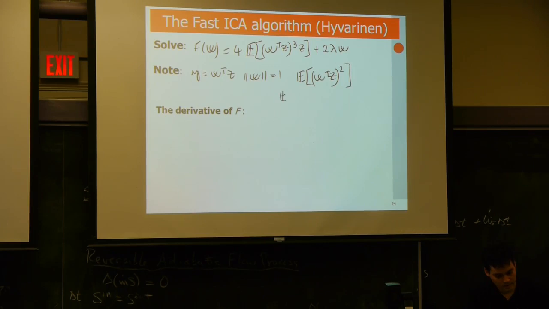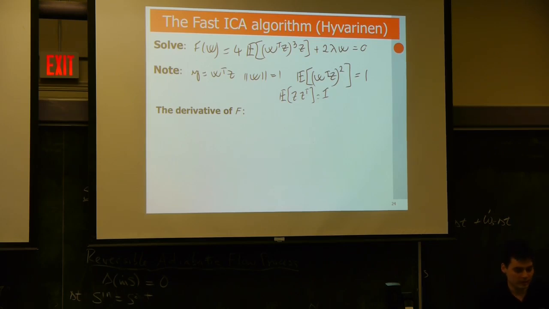So we remember that Z is a whitened signal. So the expected value of Z Z transpose is the identity matrix. The norm of W is 1. So this expression will be 1. Good. So this is 1. So we want to solve that this is 0. We will solve that with Newton method.